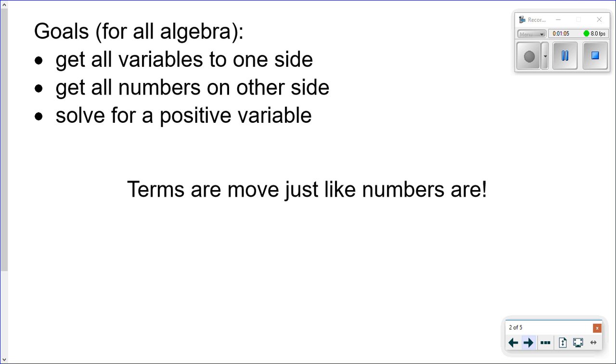I know most of you are comfortable having the variable on the left side, but we're going to try and get you comfortable having the variables on either side. Now, we're going to end up moving letters. So moving letters is exactly the same as moving numbers. Really, a variable is just a number that we don't know the value of, so the rules are exactly the same.